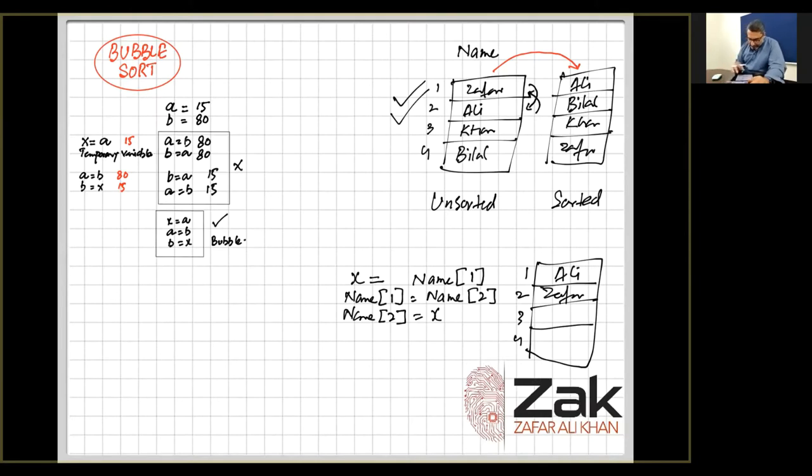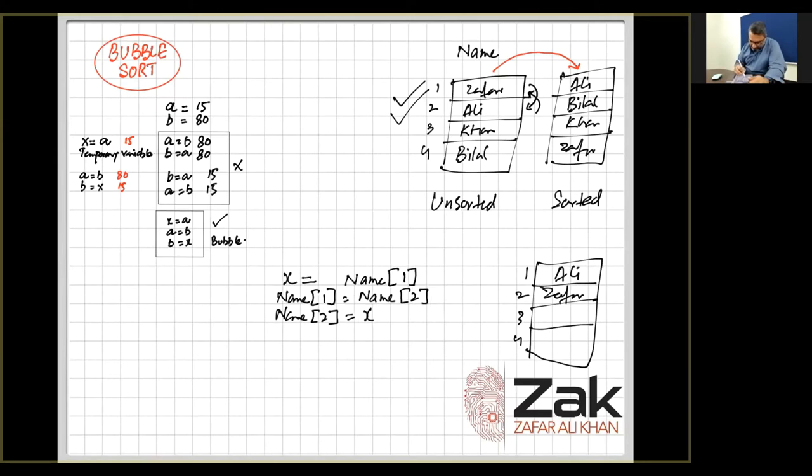Now, as we know, in an array we can use variables as subscripts, so let's make use of that. What will happen is that I will put this whole thing in a loop for I is equal to 1, 2, 3, and I will make this name I: X is equal to name I, name I is equal to name I plus 1, and name I plus 1 is equal to X, and then next I.